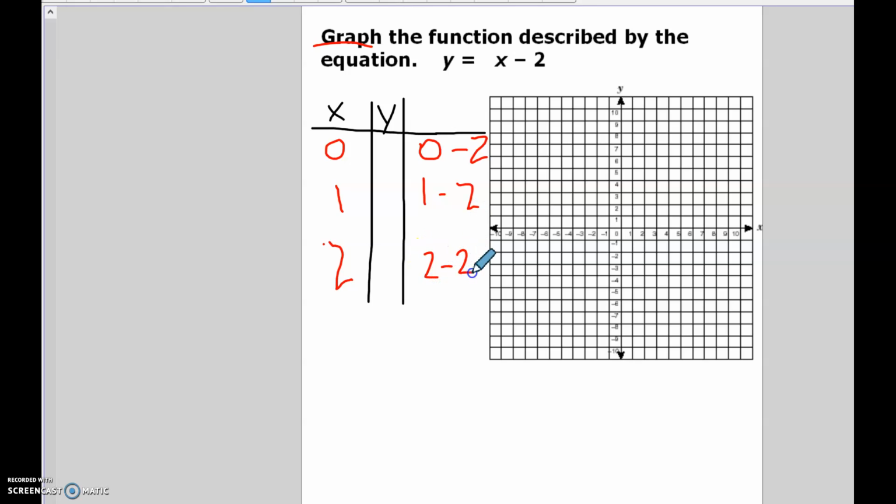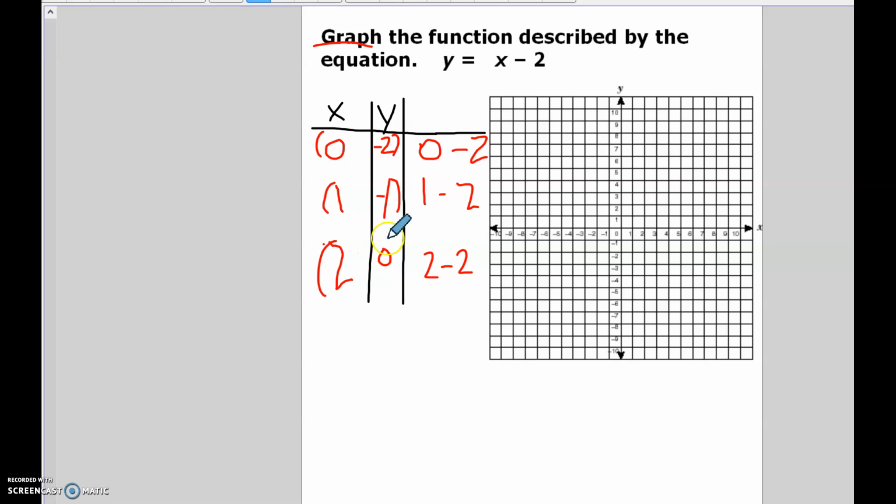Grab your calculator, make sure you got this right because this is going to be negative. 0 minus 2 is negative 2. 1 minus 2 is negative 1. And 2 minus 2 is 0. Now these are my ordered pairs here, and I'm going to graph these now. So we had to make a table first before we could graph it.